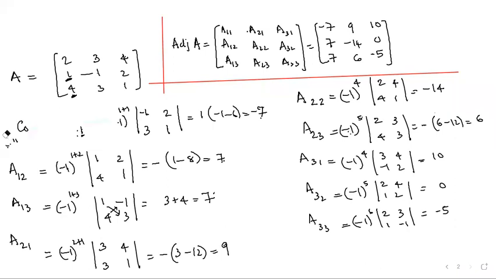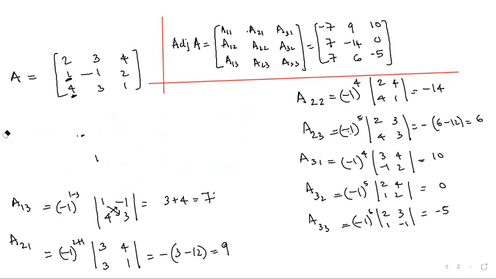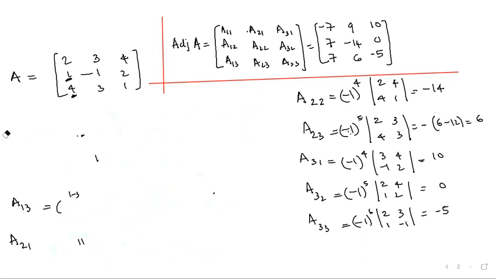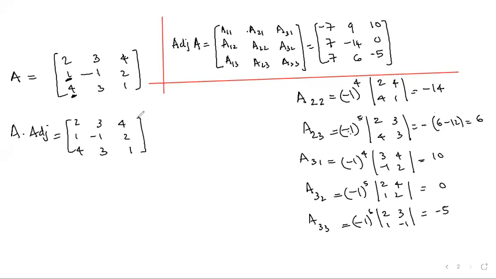Now I'm going to show you the magic of it, the speciality of this. If you multiply matrix A with its adjoint, what will happen? You will get some surprise. So I'm going to multiply and show you. A into adjoint of A is equal to [2, 3, 4; 1, -1, 2; 4, 3, 1] multiplied with [-7, 9, 10; 7, -14, 0; 7, 6, -5].